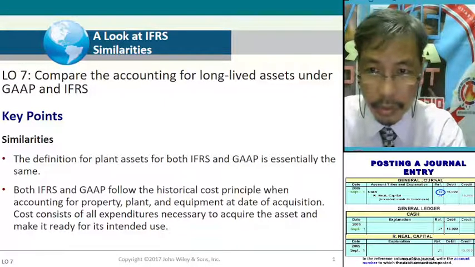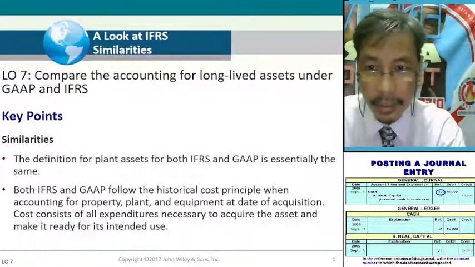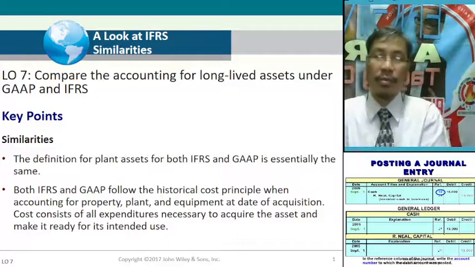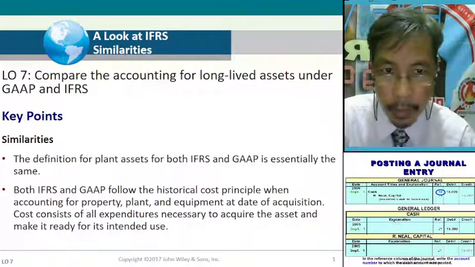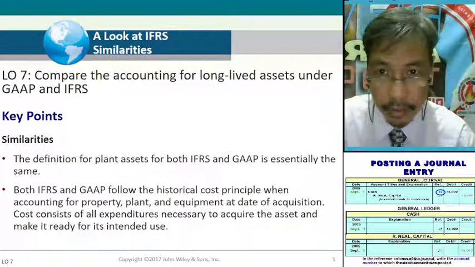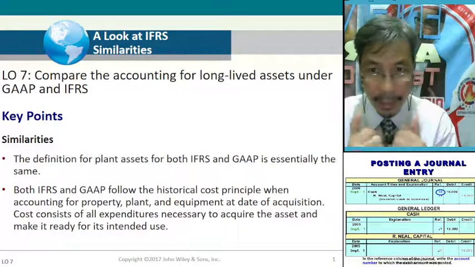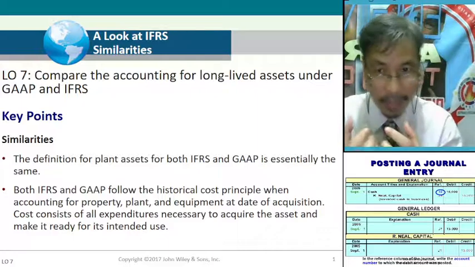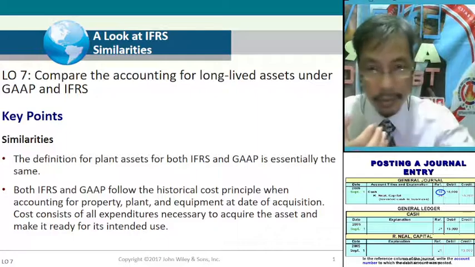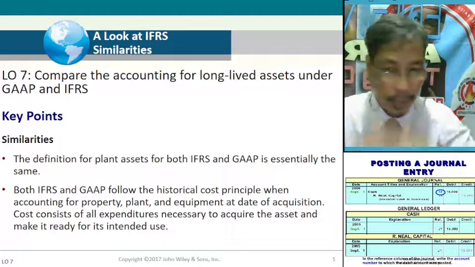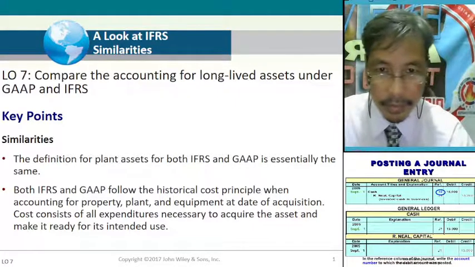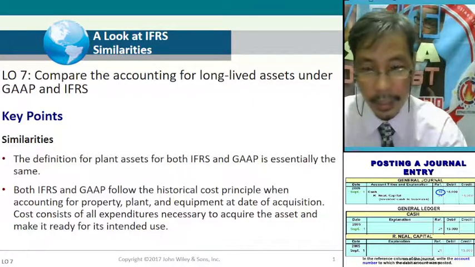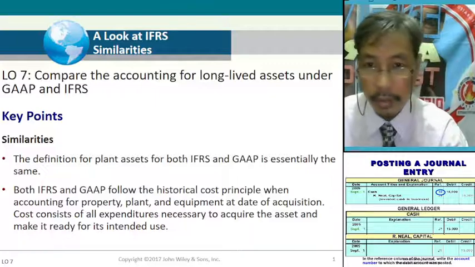Cost consists of expenditures necessary to acquire the asset and make it ready for intended use. For example, in our intangible asset, we have legal fees. To make the intangible asset ready for our use, the transfer of rights is now cleanly at our hands. It includes expenditures of research and development, legal fees, processing fees, registration fees, and so on. That is the initial value of our asset. GAAP and IFRS both follow those principles.